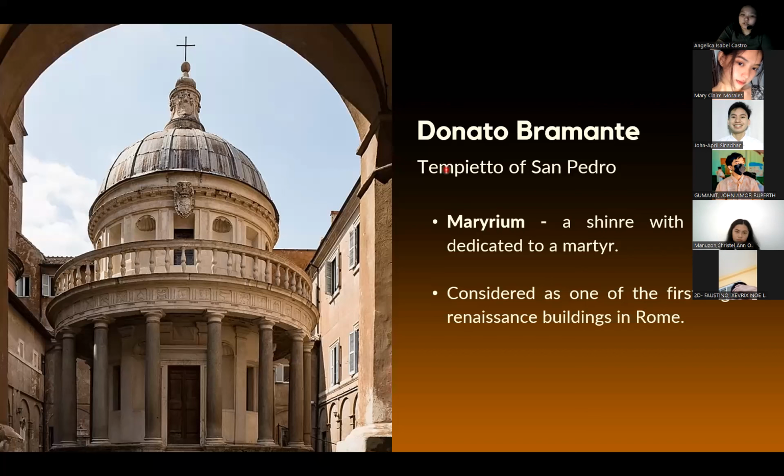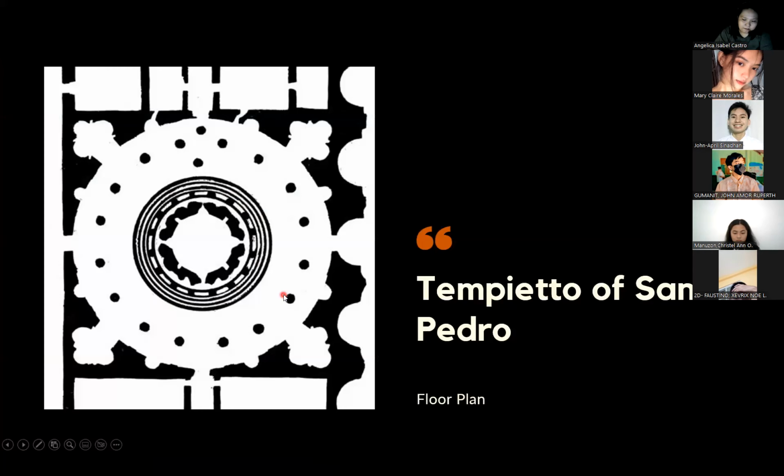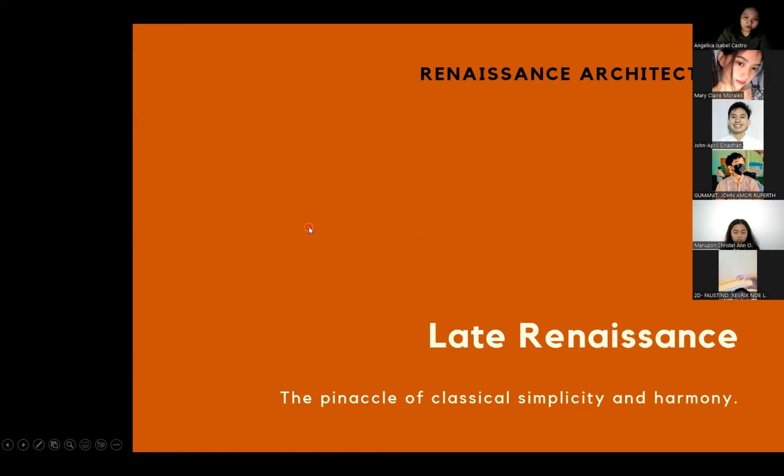And this is the age actually of enlightenment. So people were asking, yes, thank you, Rodney. They're more of the reason now. Nandun na sila sa age of reason. Papunta na sila doon. Not yet there, but almost. So this is considered as one of the first high Renaissance building in Rome. This is the plan of your Tempietto di San Pietro.